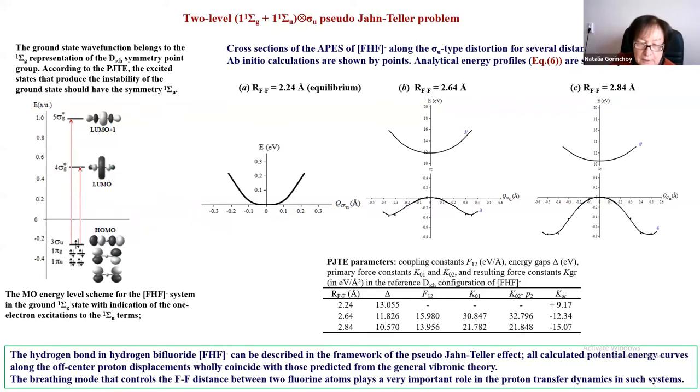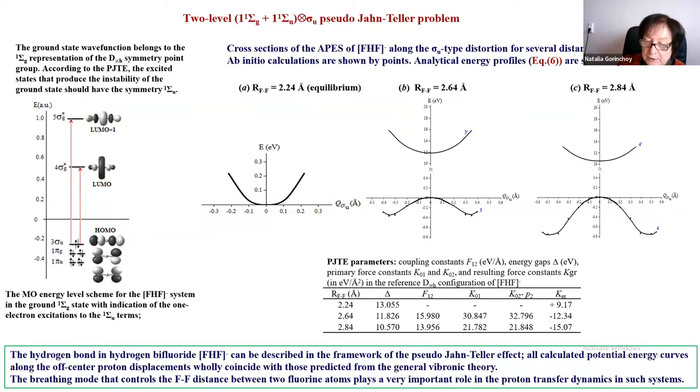From the figure, it is seen that at equilibrium the adiabatic potential is a single-well one, that is, the proton is located in the middle between the fluorine atoms. Two other curves are the cuts for the increased fluorine-fluorine distances. It is seen that with increasing distance, the symmetric D∞h nuclear configuration becomes unstable with respect to displacement of the central proton to one of the fluorine atoms, and the adiabatic potentials become double-well ones.